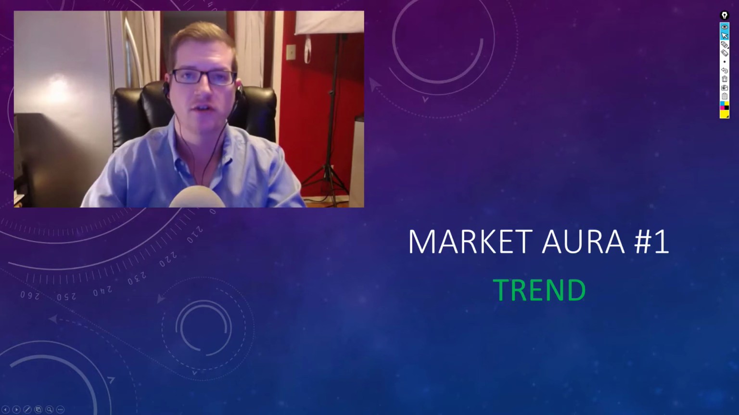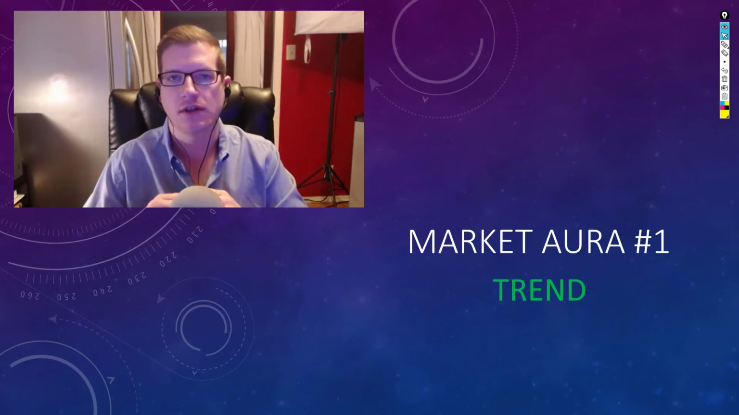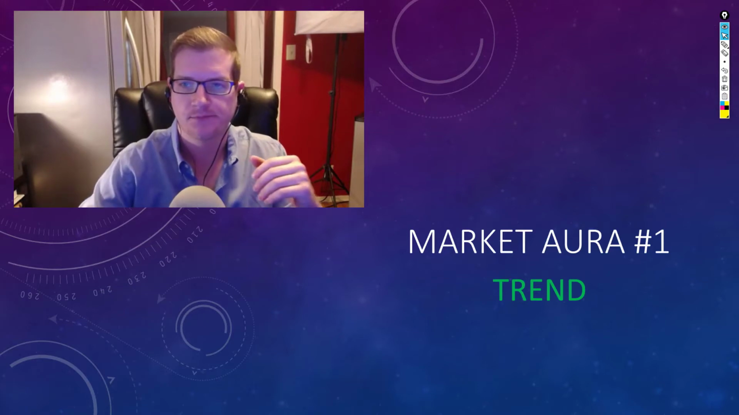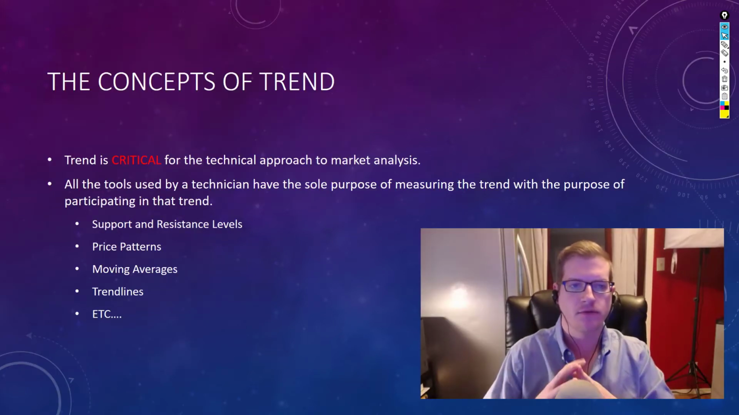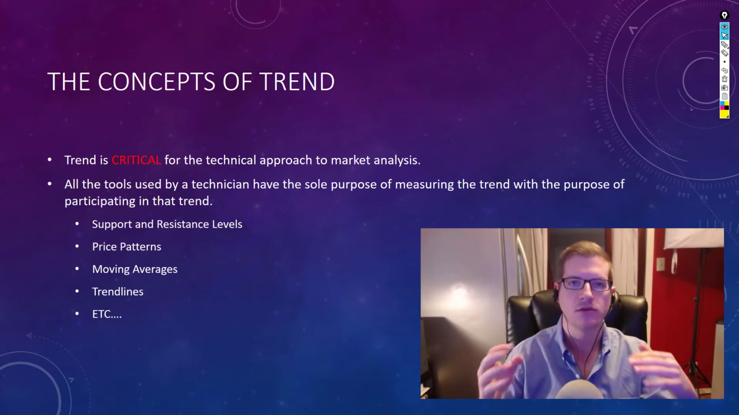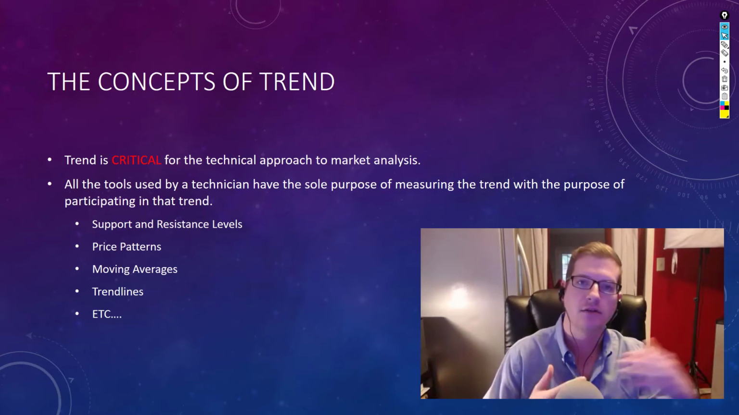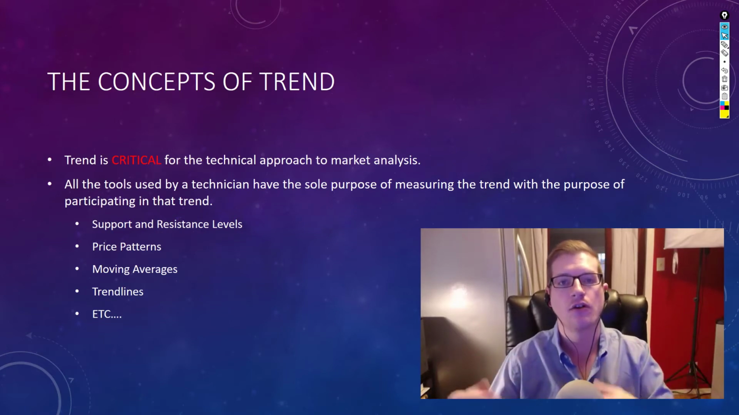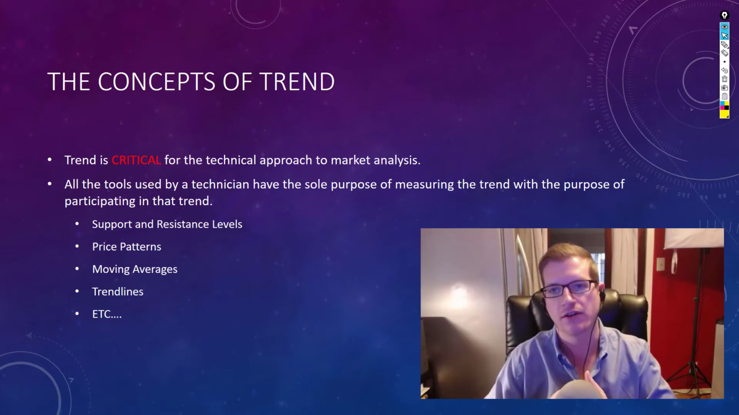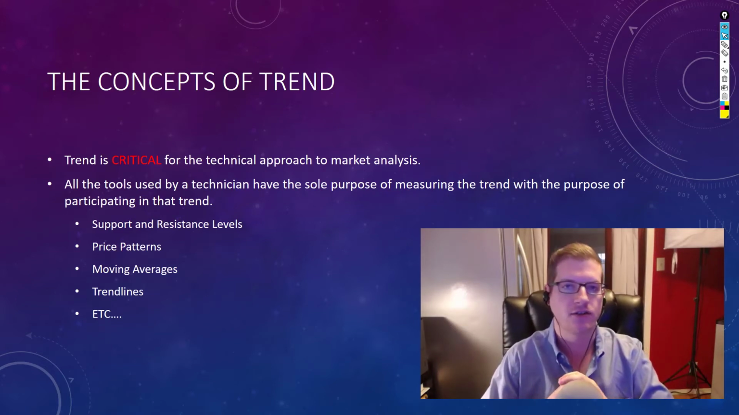Alrighty guys, welcome to the trend lecture, market aura number 1. Now trend is the most important aspect of our technical analysis, and we'll go into why that is. Trend is critical for the technical approach to market analysis because all the analysis we do is to help us determine what the trend is. Is the trend up? Is it down? Or is it flat? Because you want to get on board and on the same side as the trend. I'm sure as many of us know, when we're learning how to do this and we try to trade kamikazes, you're trying to short higher highs and you get wrecked.